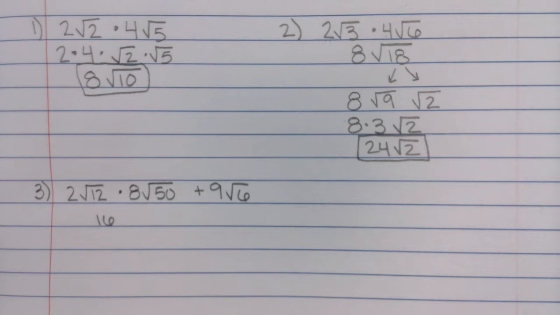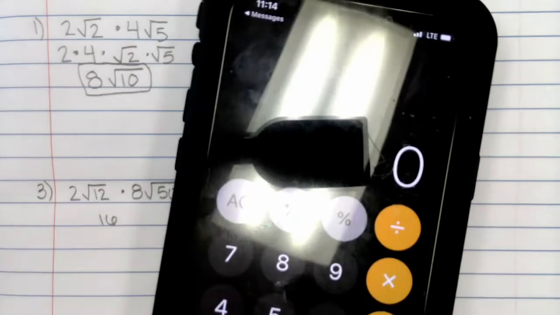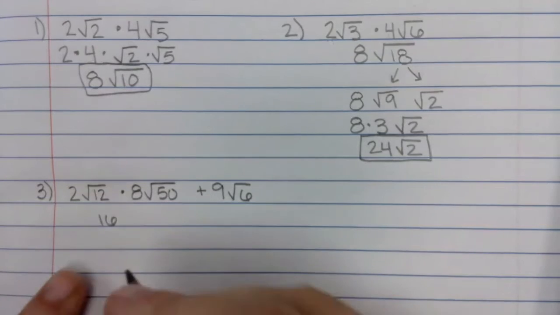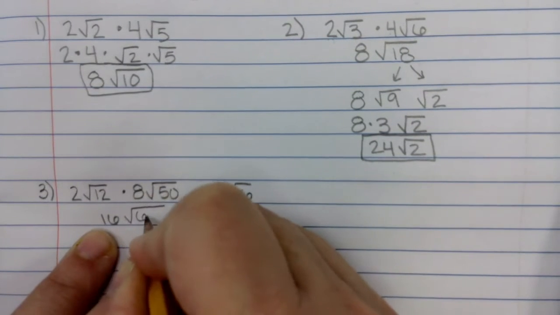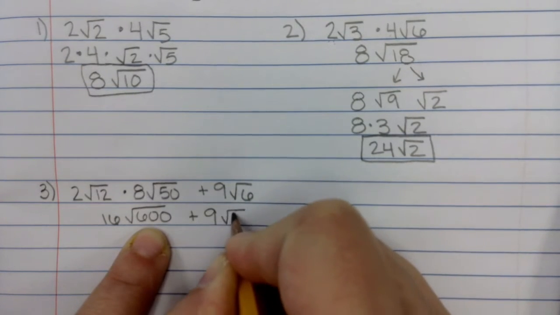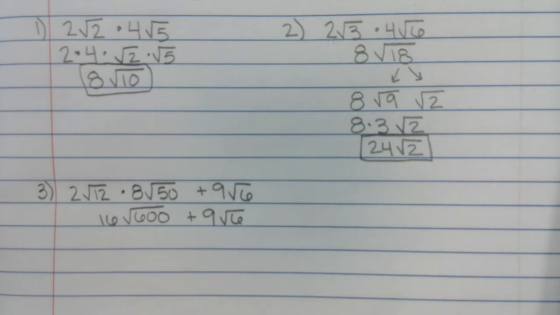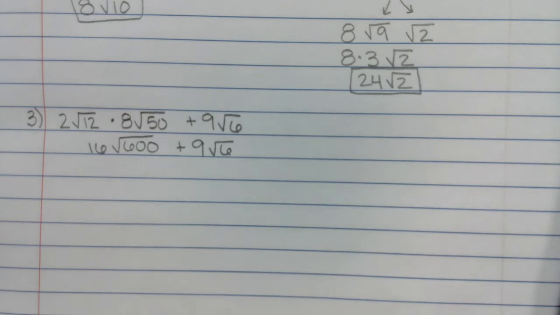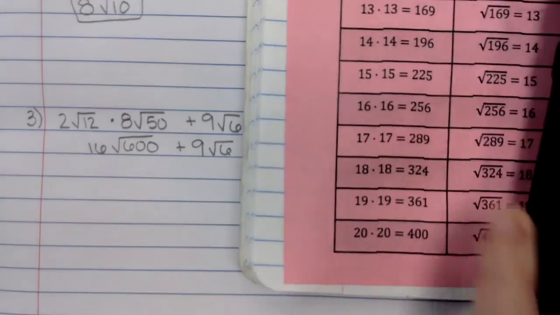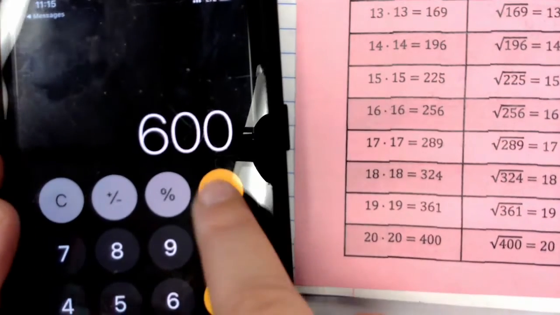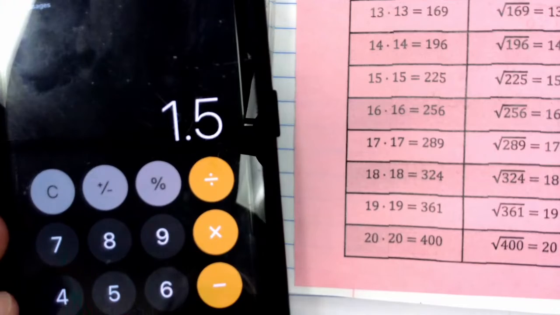Now I want to think if I can simplify any of those. So I'm going to take that 600 and decide what I can divide 600 by that's on our pink sheet. We're going to start way at the bottom at the 400, just to double check. So 600 divided by 400? Nope. 600 divided by 360? Nope. 600 divided by 324? Nope. 600 divided by 289? Nope. 600 divided by 256? Nope. 600 divided by 225?